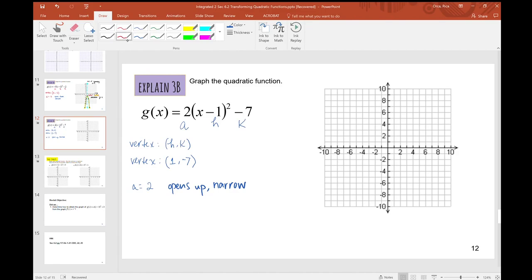So now let's graph. We're going to plot our vertex at 1, -7. And from our vertex, we're drawing the axis of symmetry. When you draw the axis of symmetry, it'll make plotting the points easier to graph. Our axis of symmetry is at x = 1. The vertex is at 1, -7.